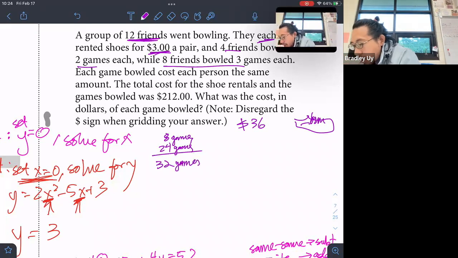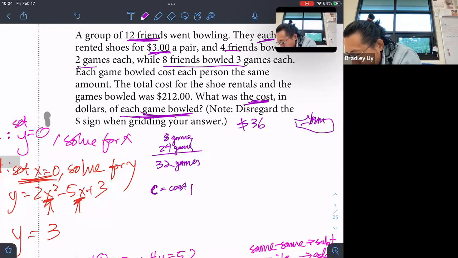Each game bowled cost the same amount, and that's what they want, the cost of each game. So always look to the question for the unknown. We can call that any variable we want. Why don't we say G? Let's call it C, which represents the cost per game.